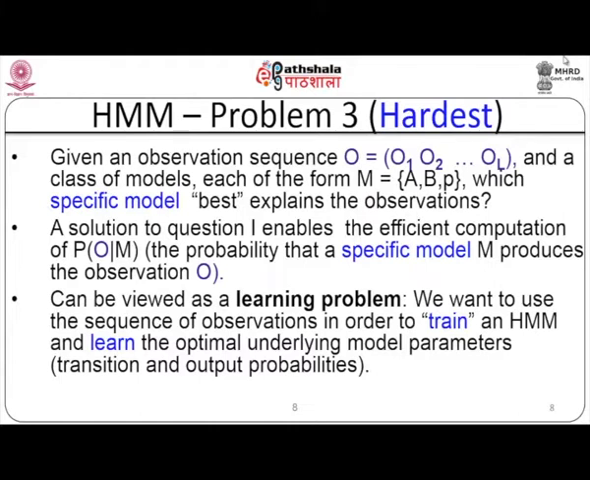You are given the observation and a class of models, each of the form A, B, pi; which specific model best explains this particular observation? A solution to question 1, the efficient computation of the probability that a specific model M produces that particular observation sequence, can also be viewed as a learning problem. We want to use the sequence of observations in order to train an HMM and learn the optimal underlying model parameters, which are the transition and output probabilities.